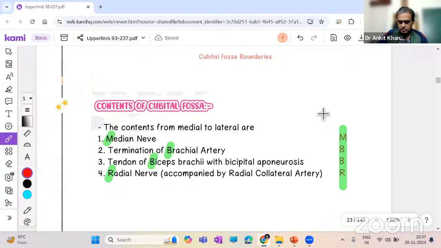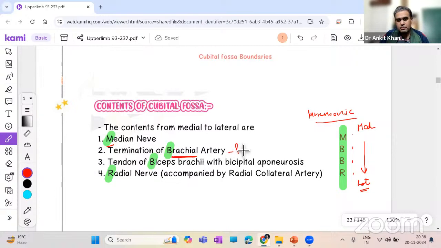Contents. Now, contents you can remember with this mnemonic, MBBR. But do remember that we are going from medial to lateral. That is very, very important. So M is for the median nerve, and we are going from the medial side to the lateral side. So most medially in the cubital fossa, we have the median nerve. You can't palpate it, it is a bit deeper over here, and it has no pulsation. But lateral to the median nerve, you have the brachial artery.